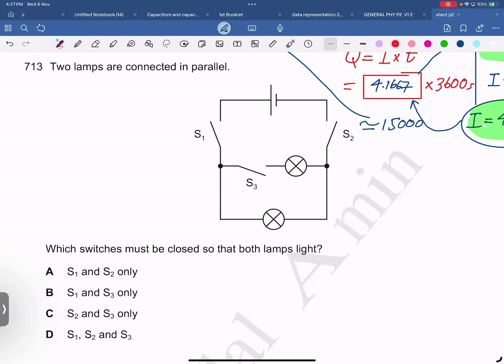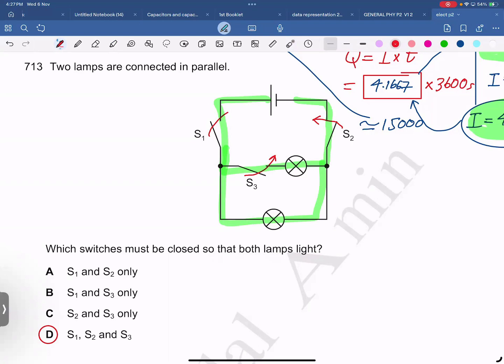Okay, so you should close the master switch so that current can come from the battery. You should also close S3. You should also close S2 so that current can flow through lamp 1 as well as lamp 2. So this means you have to close all the three switches, option D.